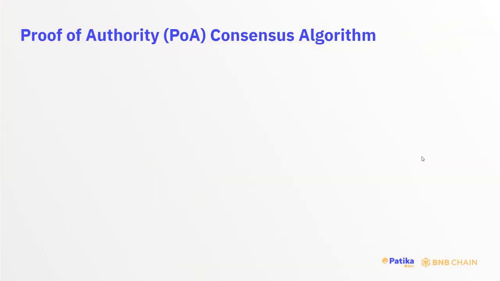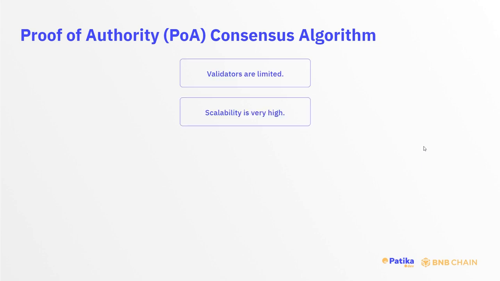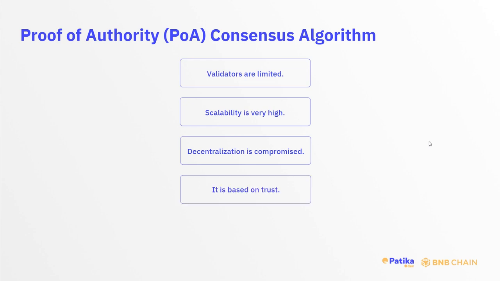Okay, what is proof of authority consensus algorithm? In proof of authority consensus algorithm, validators are limited and the scalability is very high. Decentralization might be compromised since we believe they are authority in the system, and it's based on trust, and it's generally preferred in private and consortium blockchains.